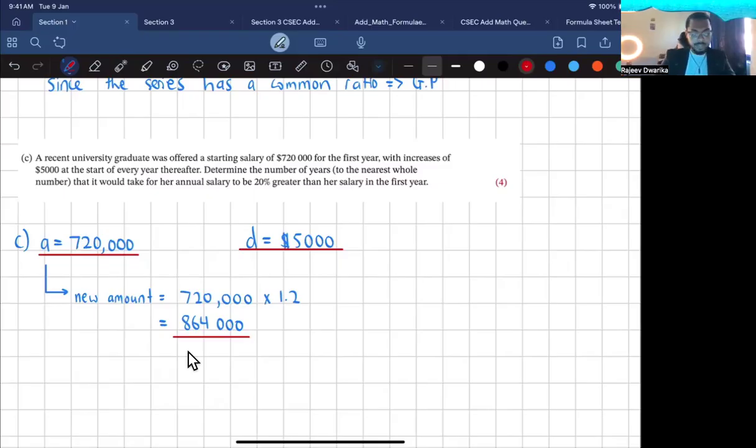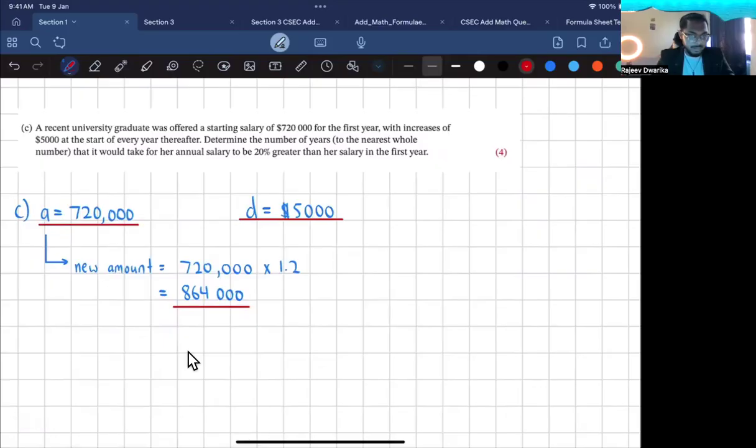Right. Because here is how I explained it: 725, then 730, and 735, and 740, all the way until they reach 800. So it seems like we're trying to figure out the term, right? Trying to figure out the term. All right.